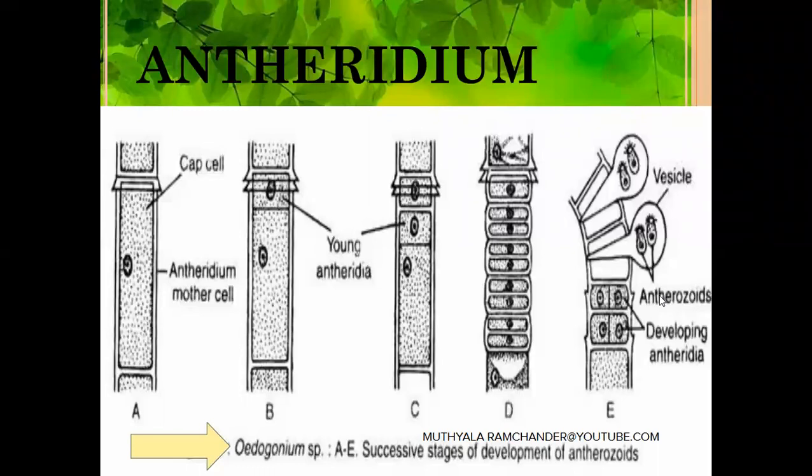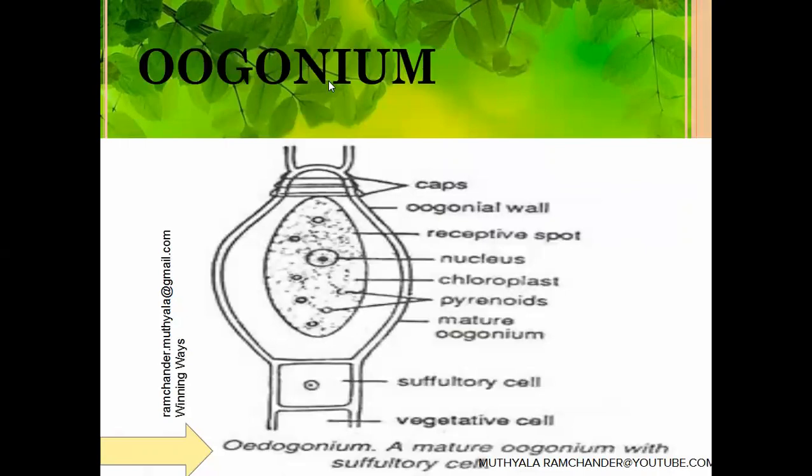At the matured stage, the antheridium produces antherozoids, and antherozoids come out from the antheridium. They are in motile condition. They easily swim in rainwater to reach the oogonium for fertilization. The next development is the oogonium. Oogonium is the female reproductive organ of Oedogonium.